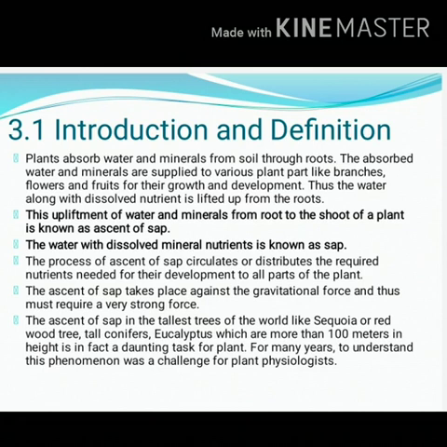First point, plants absorb water and minerals from soil through roots. The absorbed water and minerals are supplied to various plant parts like branches, flowers and fruits for their growth and development. And thus the water along with dissolved nutrients is lifted up from the roots and reaches the shoot tip. So this upliftment of water and minerals from root to the shoot of plant is known as ascent of sap. And the water with dissolved mineral nutrients is known as sap.